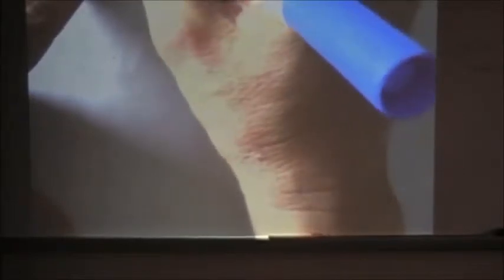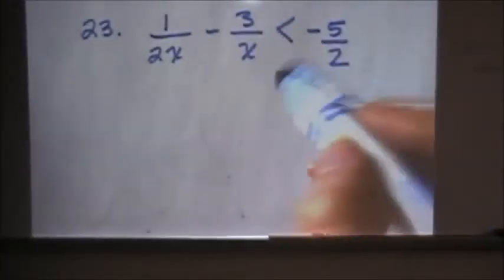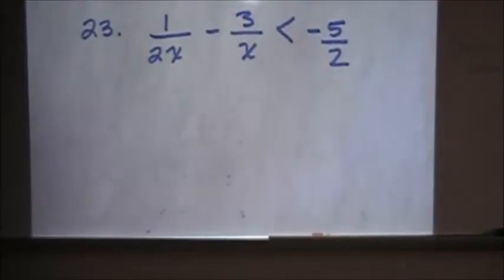Number 23, they have M's, but I'm going to use X's. It's 1 over 2x minus 3 over x is less than negative 5 halves. So this is the problem we're going to be looking at. Now, it's an inequality because of this less than sign. Rational inequalities present a problem for us when we solve them by hand because they present some false answers. And it's going to be easier for us to just use our calculator to solve these.